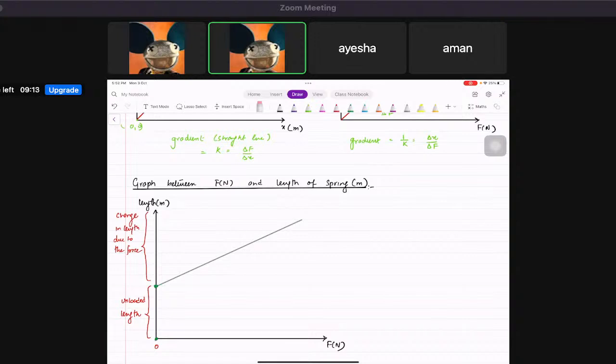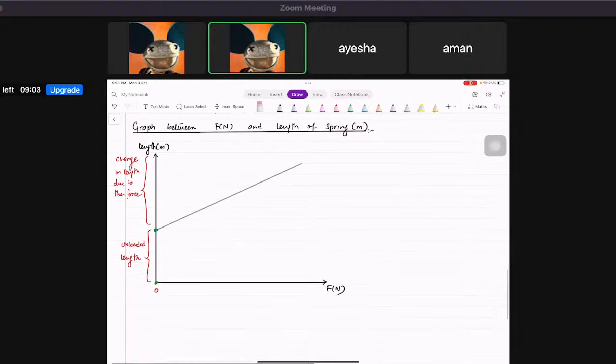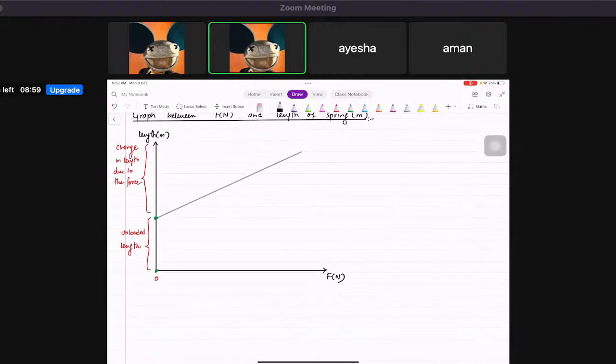Now we also need to be aware of the experiments that we need to do to find the value of k. So we're gonna check that out. In 10 minutes when the meeting ends, please rejoin, okay? Experiment to find spring constant k.